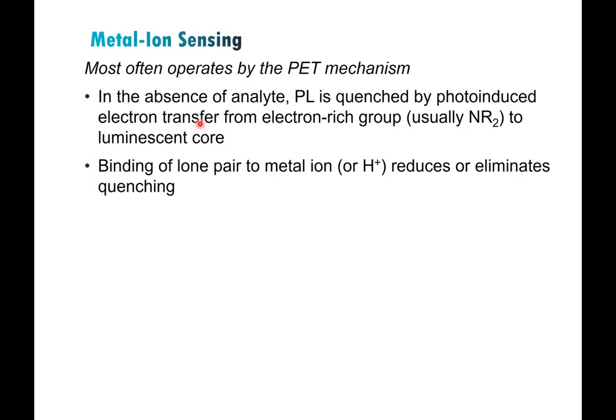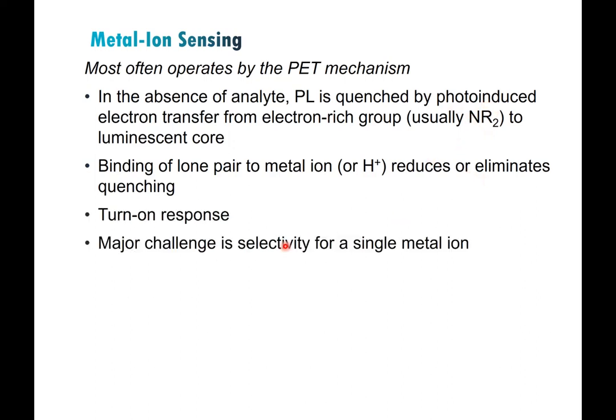Now, when the metal ion is present, the lone pair that's part of that quenching group will bind to the metal ion, and that will basically reduce or eliminate that quenching process, because the lone pair, now being coordinated to the metal, is not able to donate to the excited state of the molecule and quench luminescence. So you get a turn-on response. The same sort of thing can happen with H+, so basically anything that lone pair can coordinate to. You'll get a turn-on response as a result, and the big challenge in metal ion sensing is selectivity.